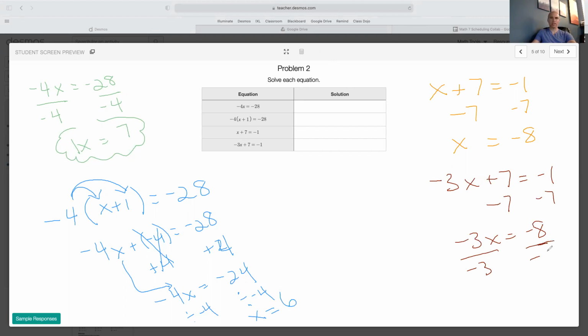This bar right here is supposed to be a division bar. That's my -3. And I get x equals 8/3. Right? So the negative sign on top and bottom, they just sort of cancel each other out. A negative divided by a negative just makes a positive anyway. And 8/3, I just write it like that. You can put it as a decimal or whatever, but I'd rather just leave it as 8/3.